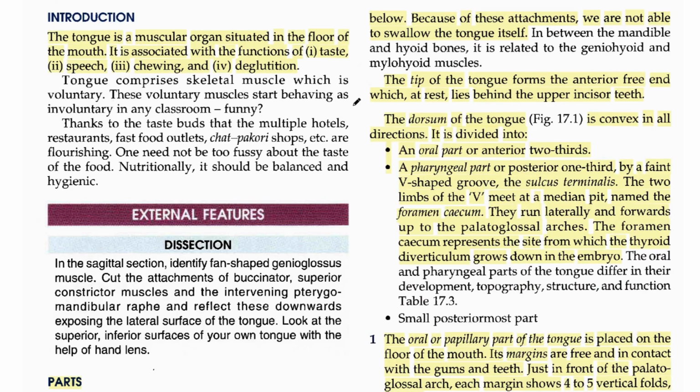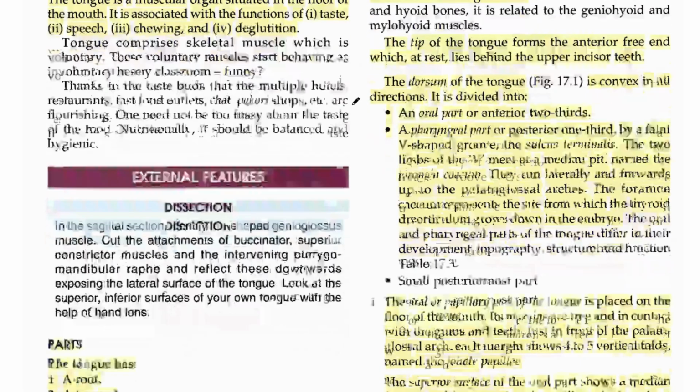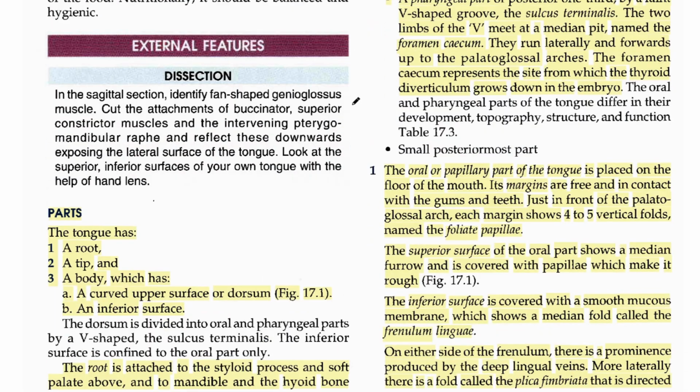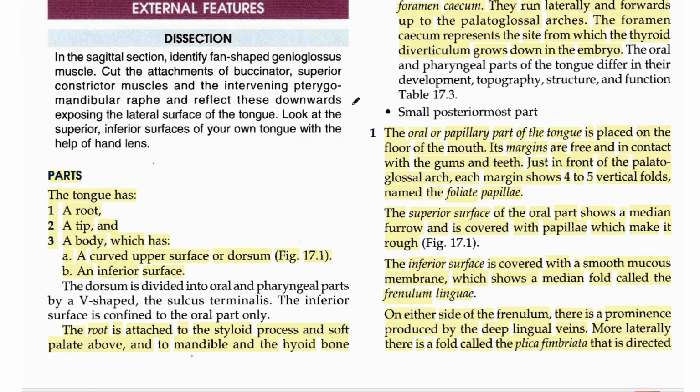Then you can mention the dorsum of the tongue. The dorsum of the tongue is again divided into two parts, an oral part and a pharyngeal part, separated by a faint V-shaped groove called the sulcus terminalis. Then you can describe the oral or papillary part of the tongue, which is placed on the floor of the mouth. The superior surface of the oral part shows a median furrow and is covered with papillae, which makes it rough. The inferior surface is covered with a smooth mucous membrane which shows a median fold called the frenulum linguae.